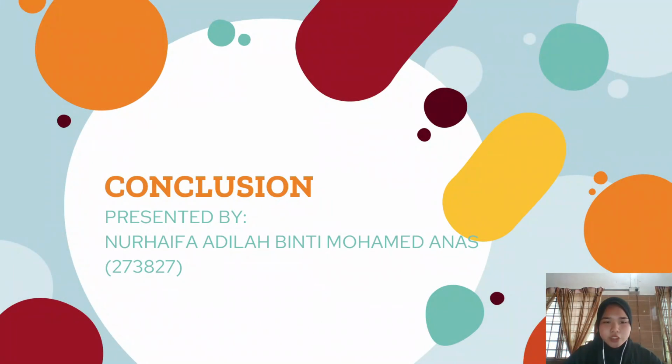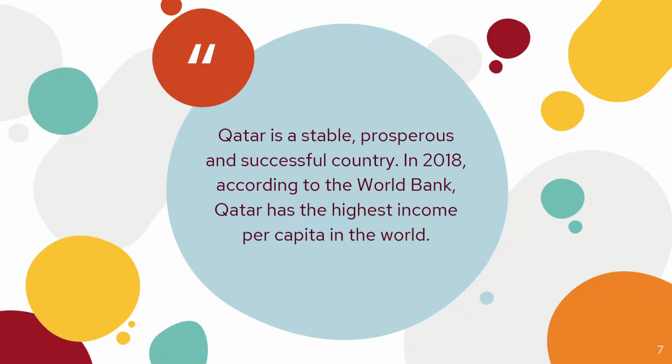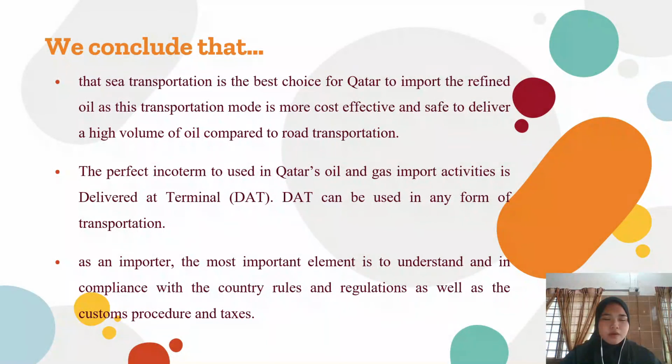Lastly, conclusion. From our study, we can conclude that the success of Qatar is impossible to achieve if their transportation facility and infrastructure for import and export activity is left behind. There are several types of transportation that can be used for importing the oil and gas from Iraq to Qatar, such as road, rail, and sea.